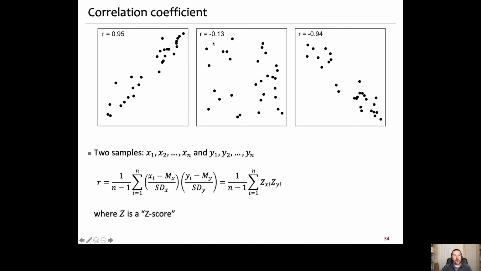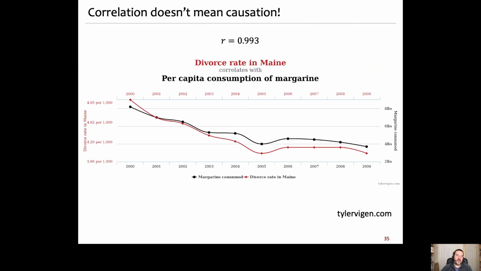If they are uncorrelated, you just see a random blob, random distribution of points. The correlation coefficient is close to 0. And if they are anti-correlated, so when x increases, y decreases, the correlation coefficient is close to -1. So R, the correlation coefficient, is a number between -1 and 1. And a word of caution: correlation does not mean causation.